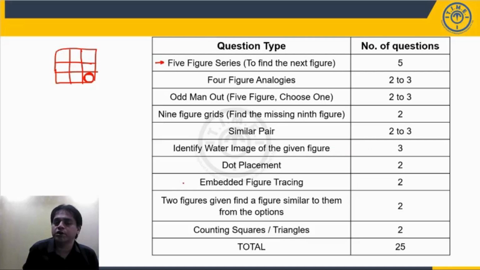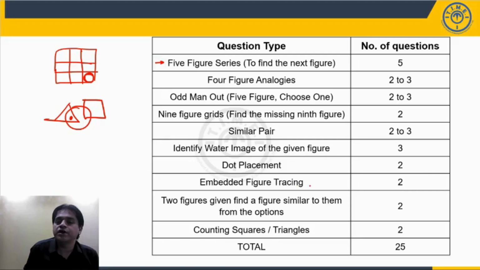Then there were dot placement type questions. For example, there is a figure given to you, something like this, and a dot is placed here. What you should see is that the dot is placed in the intersection of the triangle and the circle. From the options you have to decide which option lets you place the dot in the exact same way, in the intersection of the triangle and the circle. 2 such dot placement questions were present.